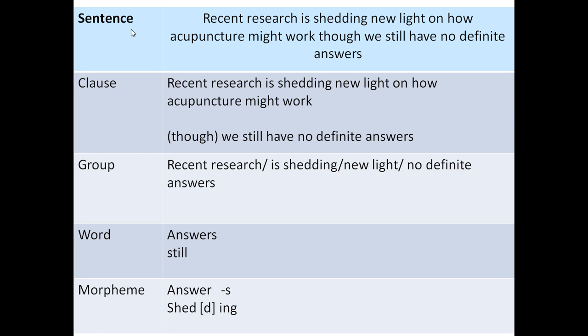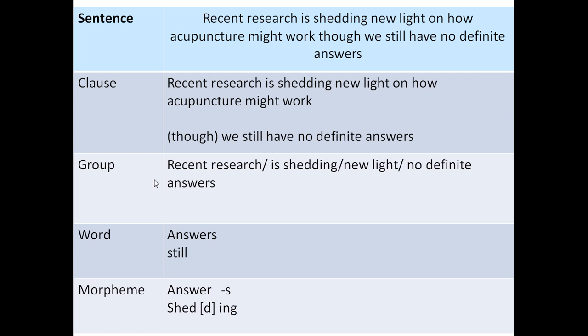Now, let's see what we can find below the clause, below the rank scale level that we call clause. So we find groups. Here, there are only some groups shown: recent research, is shedding, new light, no definite answers. What else can we put in there?